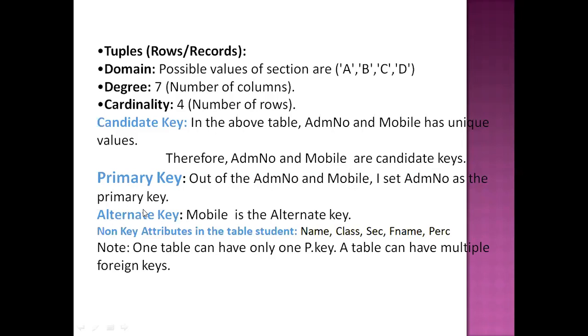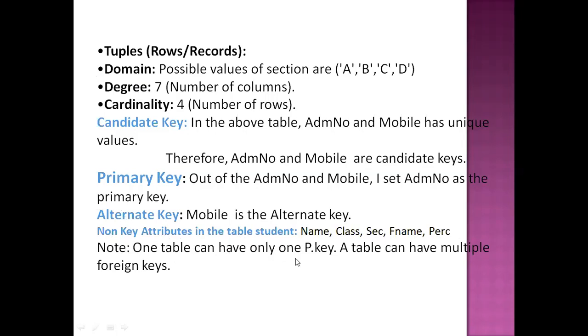And alternate key, what is alternate? The other keys. Mobile number is the alternate. If the primary key is the admission number, then mobile number will be the alternate key. Otherwise it is a candidate key, and it can become a primary key also. The non-key attributes in the table, student name, class, section, father name, percentage, these are all called, sorry, alternate keys. So these are all in a relation with the primary key, which is the admission number.